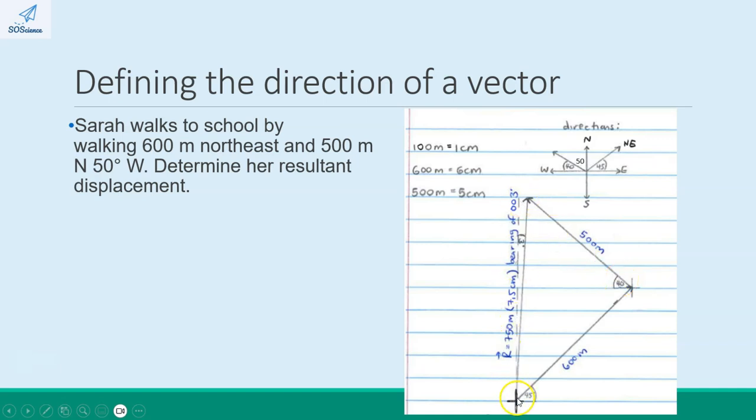Now, to work out the resultant, I go tail of first to head of last. Here's my resultant vector. To work out the magnitude of my resultant vector, I need to take a ruler and measure the length. I got a length of 7.5 centimeters, which according to my scale is translated to 750 meters. That's the important thing to label.